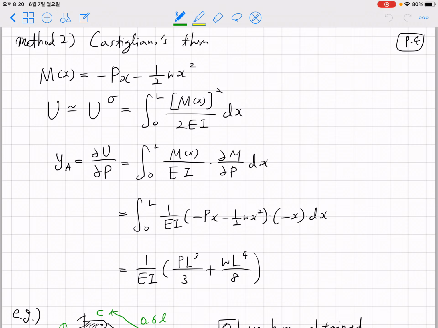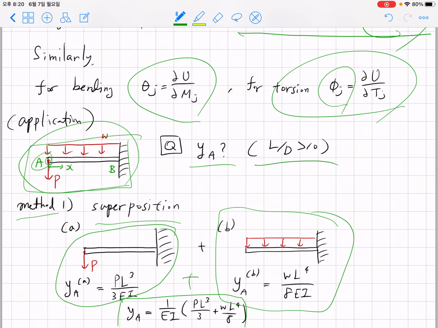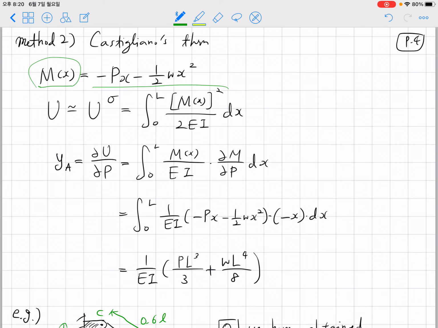Based on Castigliano's theorem, we can solve the same problem. First, we can obtain M as a function of P. For this problem, it's quite trivial to obtain M as a function of x, and when you write down M as a function of x, it will be in terms of P and w, and of course the location x.